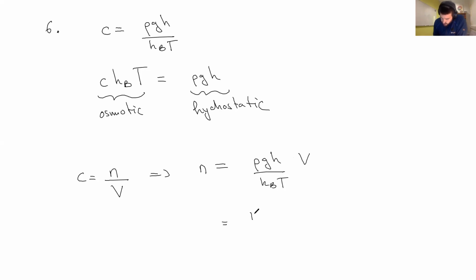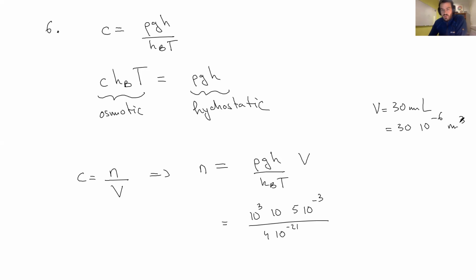So rho is 10 to the 3, g is 10. h is the height difference, which is 5 millimeters. k_B T is typically 4 times 10 to the minus 21. And the volume V is 30 milliliters. Remember, this is this guy. So this is 30 times 10 to the minus 6 cubic meters. Okay, 10 to the minus 3 to go to liters, and then again a 1,000 factor to go to cubic meters. So we end up with 3 times 10 to the minus 5 here.